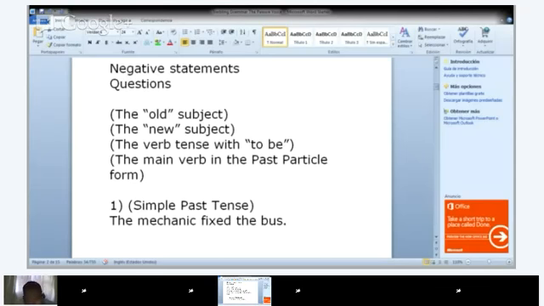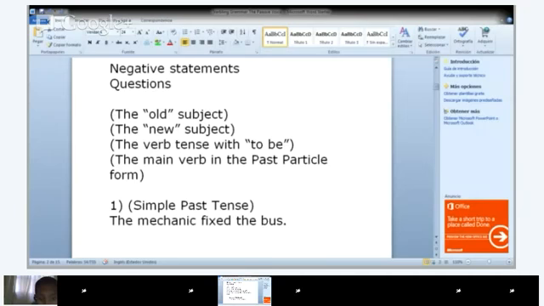And first of all, I would like to see some negative versions of that sentence. And that idea, the mechanic fixed the bus. Oh, I see something excellent. The mechanic did not fix the bus. Fantastic. That's the negative version. Thank you. How about the question?